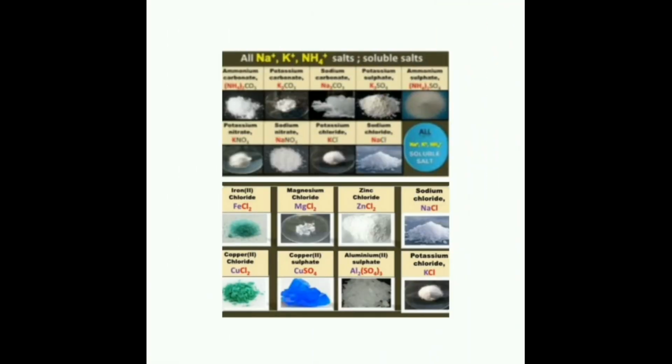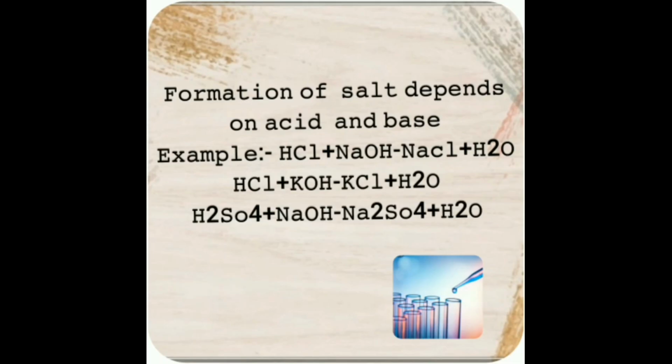Now going to salts. Salts are produced during the process of neutralization or some chemical reaction. For example, iron chloride, magnesium chloride, zinc chloride, aluminium sulfate, etc. Formation of salt depends upon the type of acid and base. For example, when HCl reacts with NaOH, it produces NaCl plus H2O. And when HCl reacts with KOH, it produces KCl plus H2O. In the same way, H2SO4 when reacted with NaOH produces Na2SO4 plus H2O.